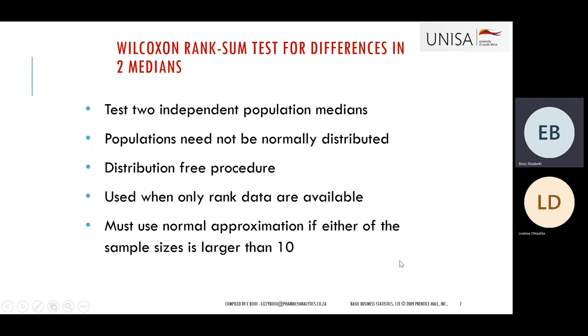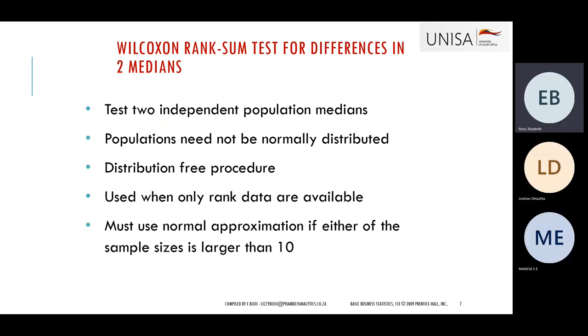So with the Wilcoxon rank sum test, there are several things that you need to be aware of. The test has to be of two independent population medians. The populations need to be normally distributed, and the distribution has to be free, a distribution-free procedure. And we use it only when there is rank data available. And we must always use normal approximation if either of the sample sizes is larger than 10.